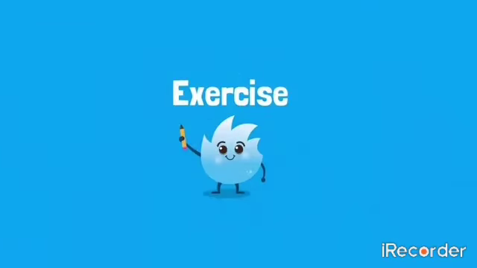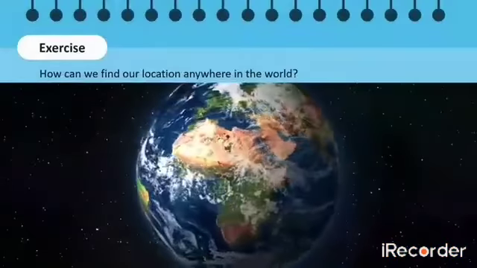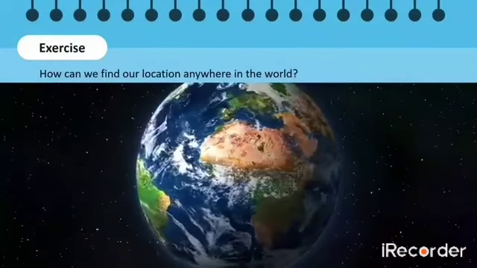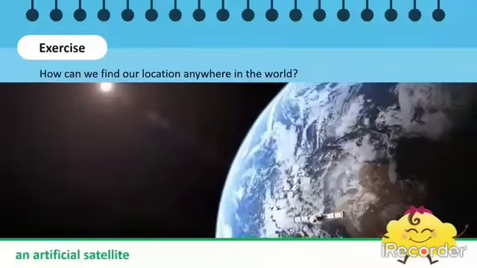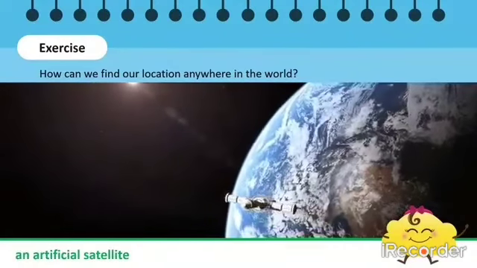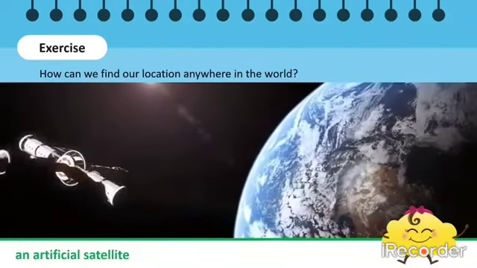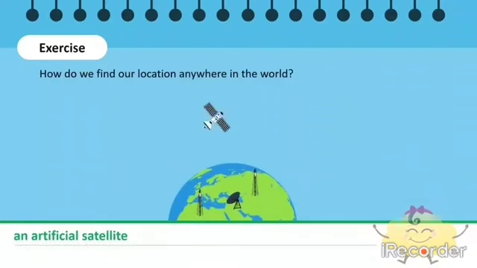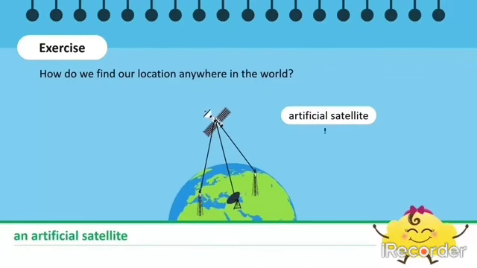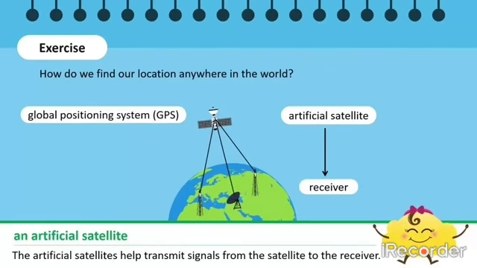Time for an exercise. How do we find our location anywhere in the world? We can find our location on Earth with the help of an artificial satellite. The artificial satellites help transmit signals from the satellite in space to the receiver on Earth. For example, the Global Positioning System, GPS, provides the location and time information to the GPS receiver in your phones.